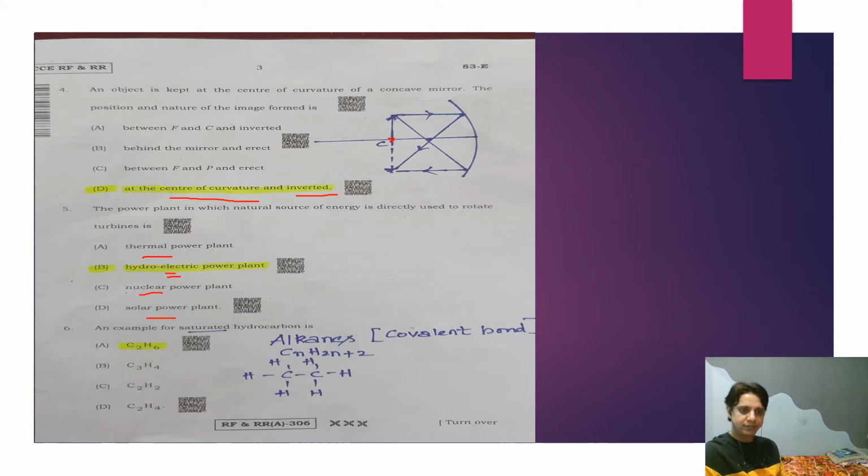rotate the turbines. Sixth one, an example of saturated hydrocarbon is. Saturated hydrocarbons are alkanes and they have the general formula CnH2n+2. Therefore, by applying the formula, we arrive at C2H6, which is ethane.